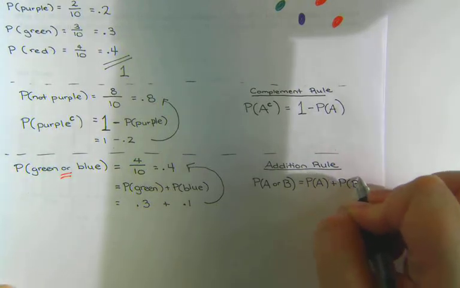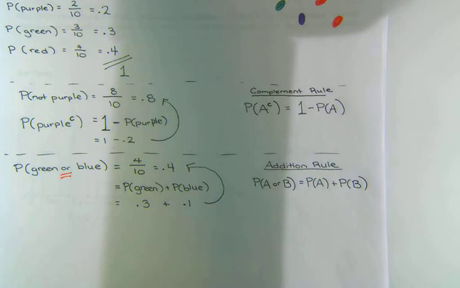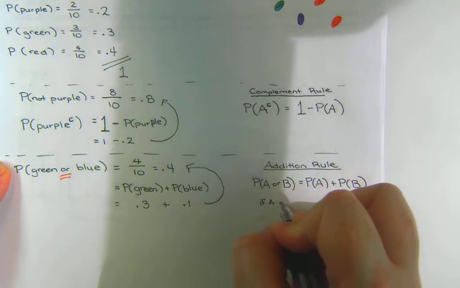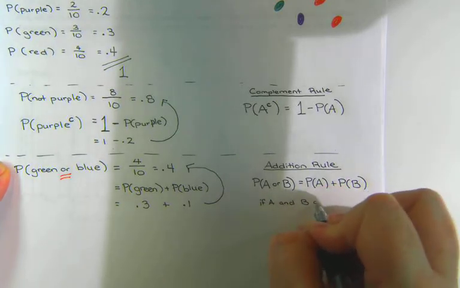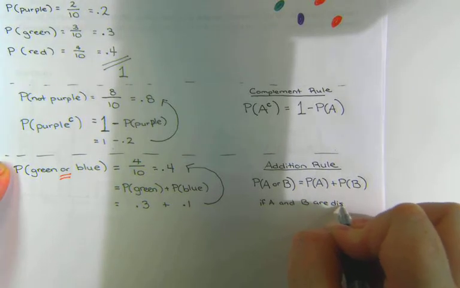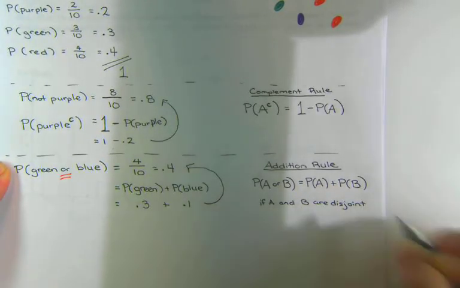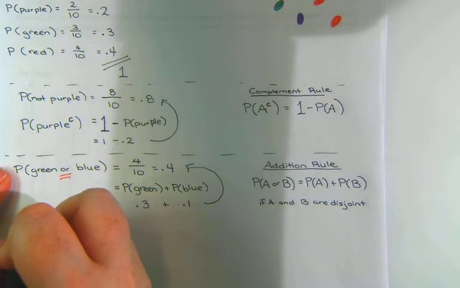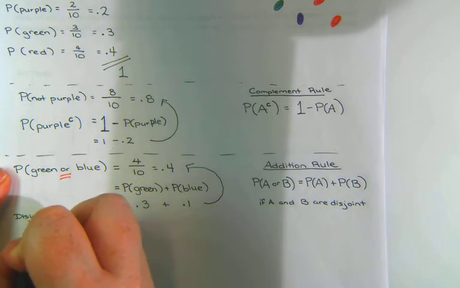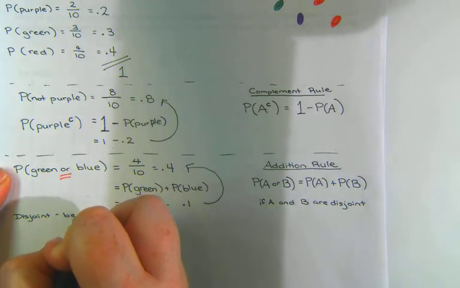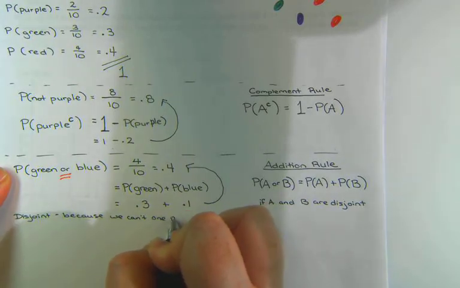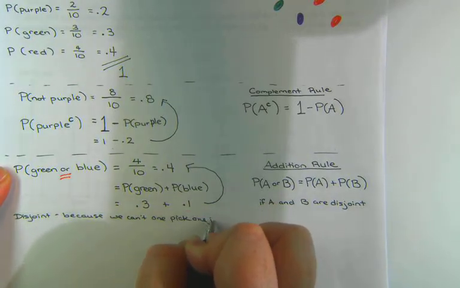So our addition rule says if we're looking for the probability of some event A or the other, B, what we do is we take the probability of A and add on the probability of B. And that's our addition rule. Now, something that has to come through with this addition rule is that this only works if A and B are disjoint. And disjoint means that they can't occur at the same time.